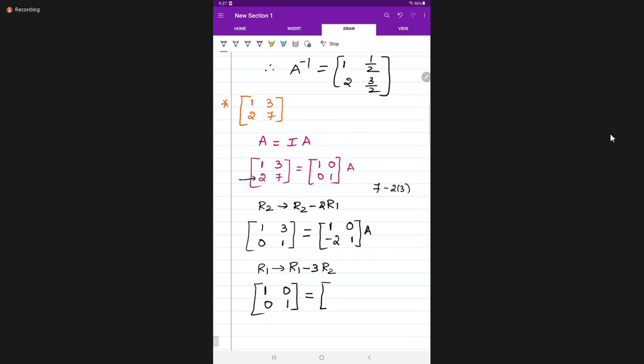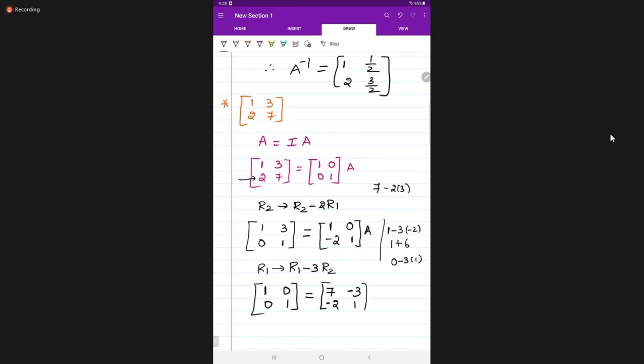And there you will get 1 minus 1, 3. 1 minus 3 minus 2. So which is equal to what? Plus 6. So 1 plus 6 is 7. Now here, 0 minus 3 into 1. How much? Minus 3.